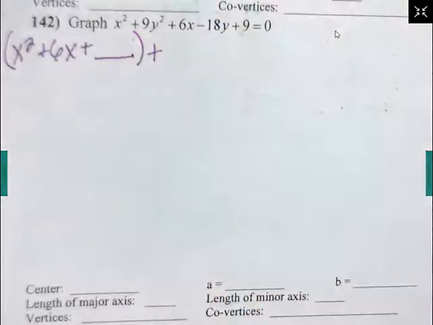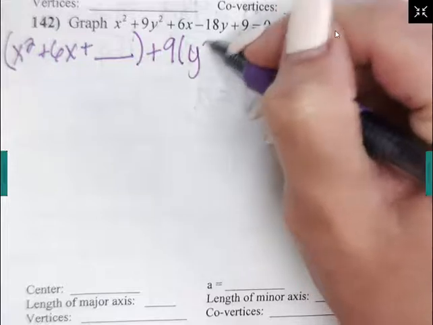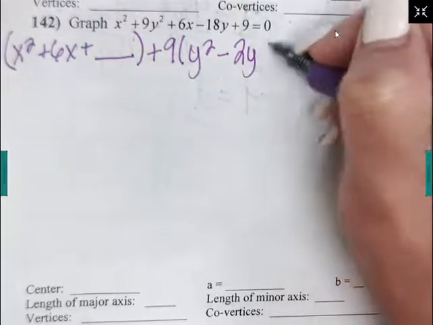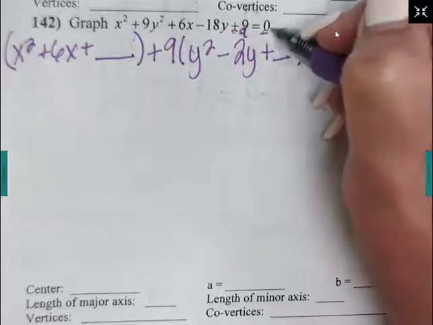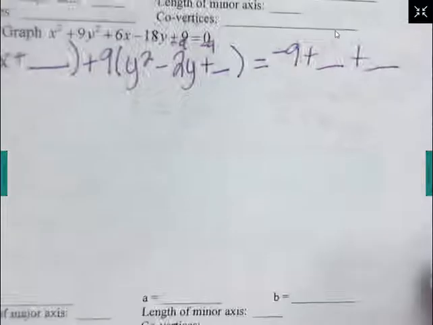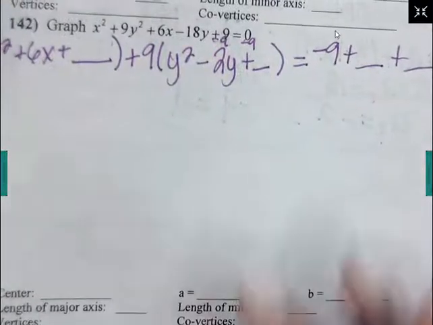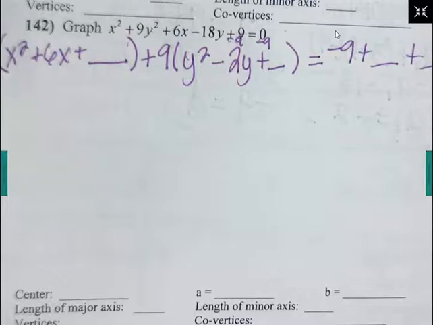Now, what I'm going to do is factor a 9 out, and that leaves us with y squared minus 2y plus blank is equal to -9 plus blank plus blank. I subtracted this 9 too. And remember that the reason there are those blanks is because if I add something to the left side, I also have to add it to the right side, okay?